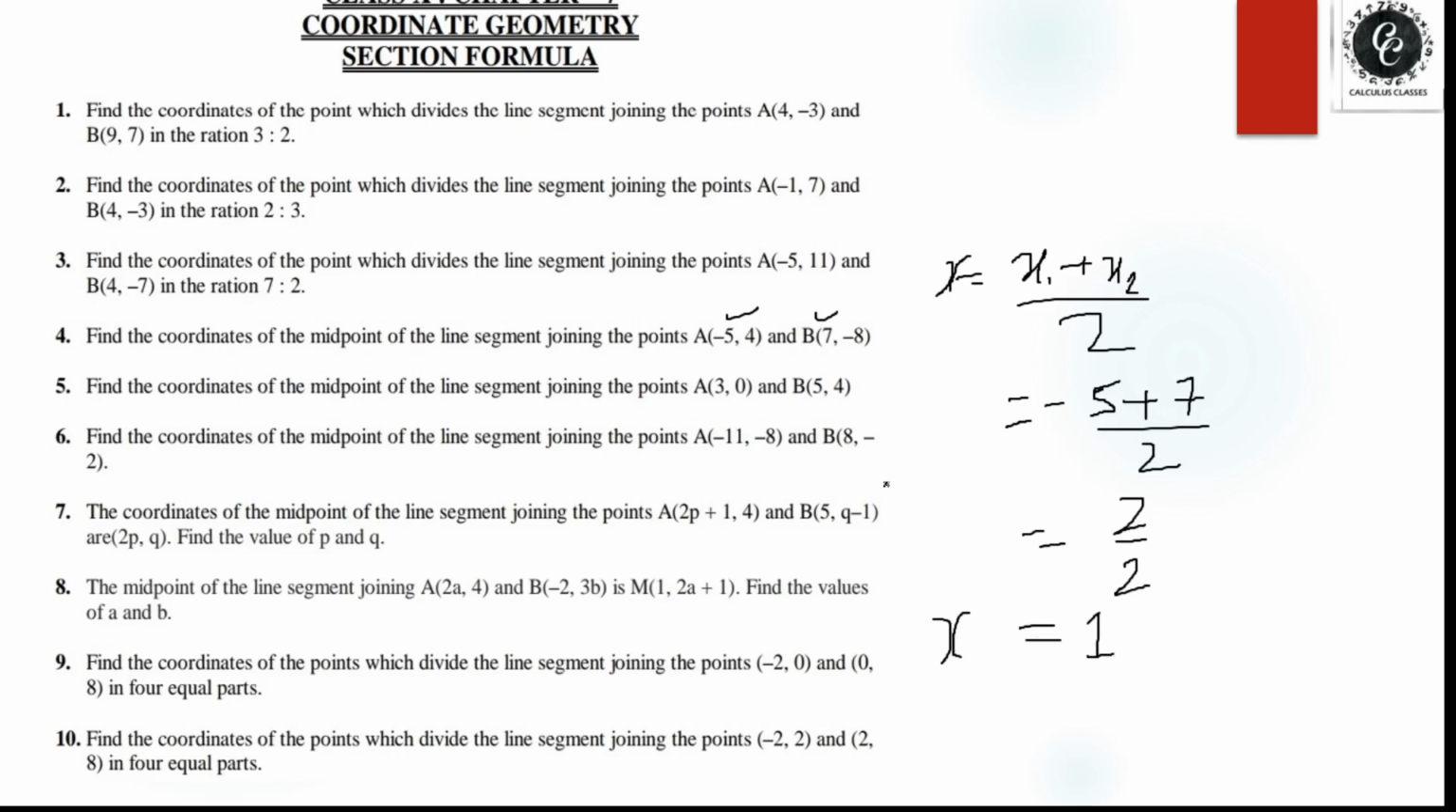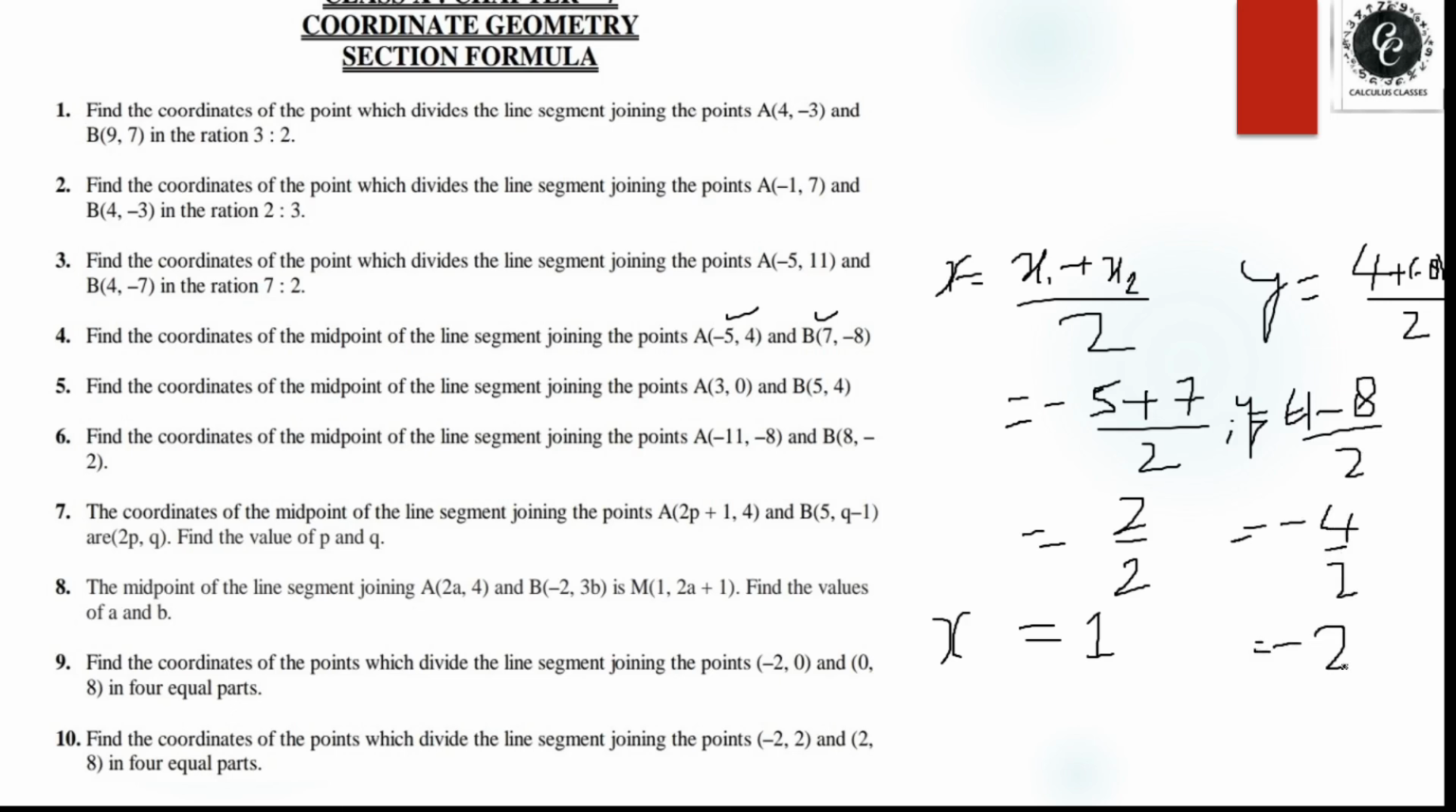Okay. And similarly here, the y coordinate is y1 plus y2. So 4 and plus minus 8, the minus sign is there, minus 8 upon 2. So here y equals 4 minus 8 upon 2. So minus 4 will come. Minus 4 divided by 2, so what will come? Minus 2. So the midpoint of this line segment will be 1 comma minus 2.